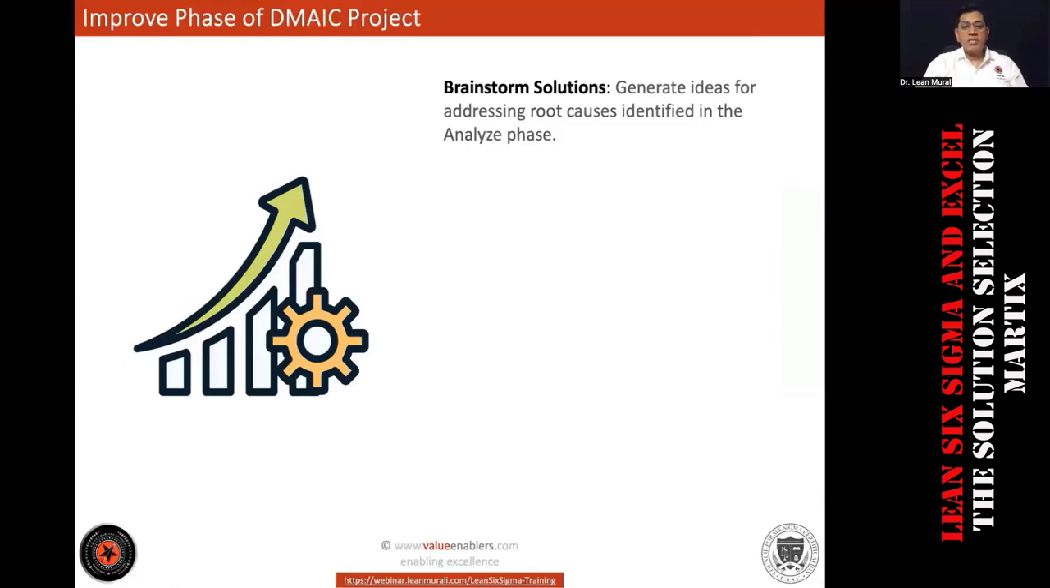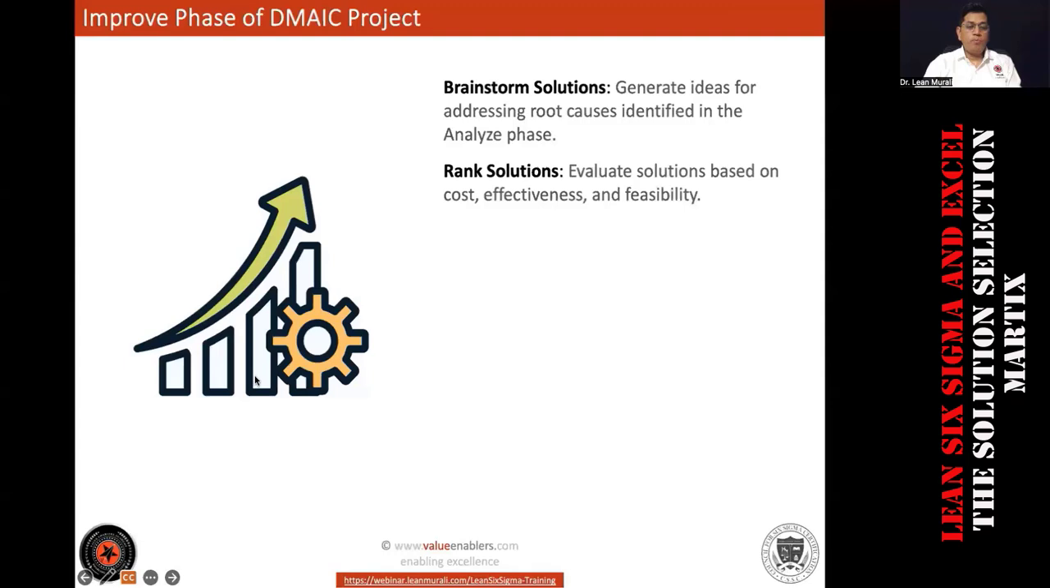Now, in the improve phase of the DMAIC process, we start brainstorming solutions, which is primarily generating ideas for addressing the root causes identified in the analyze phase, and rank those based on effectiveness, feasibility, and cost. Okay, actually, we first put effectiveness. I'll put EFC. All of you put EFC in the chat box.